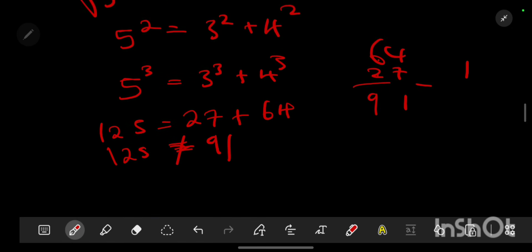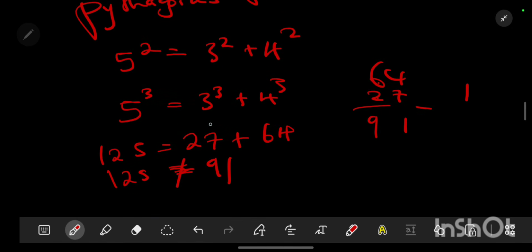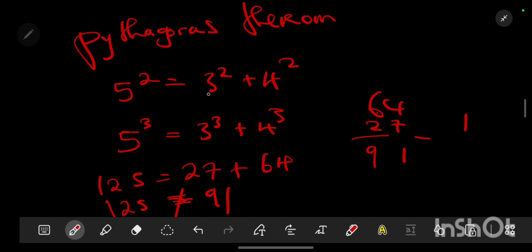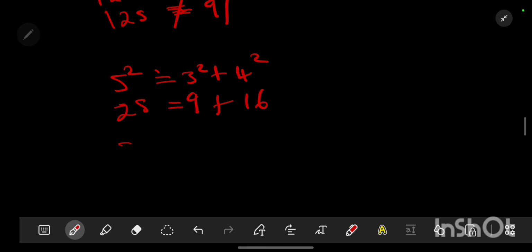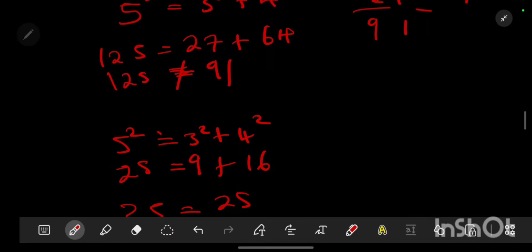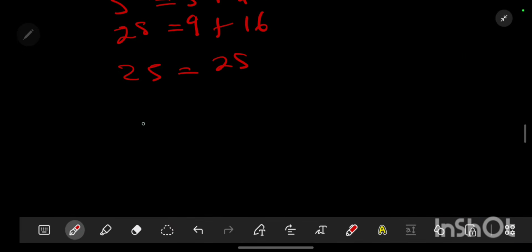Likewise, if you look, 3 squared is 9 and 4 squared is 16. 9 plus 16 is 25, which is true, since 5 squared is equal to 3 squared plus 4 squared. So 5 squared is 25, 3 squared is 9 plus 4 squared is 16, and you will find that 25 is equal to 25. But as long as you change the power to the power 3 or power 4, it is not true.